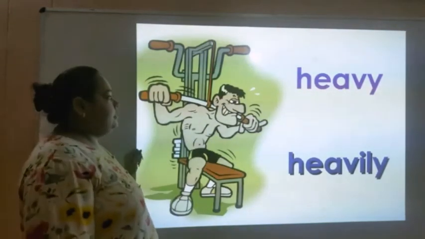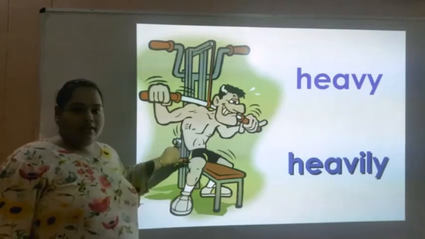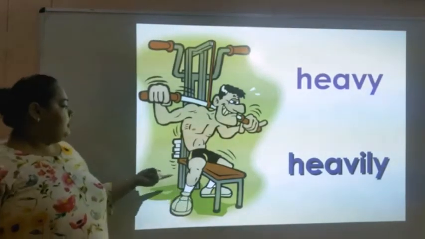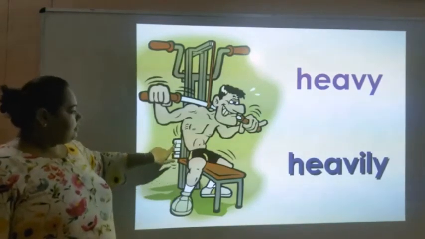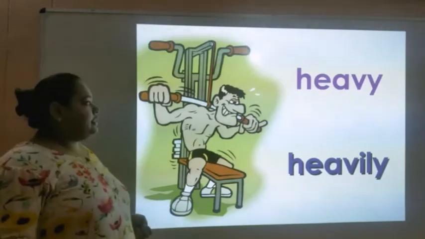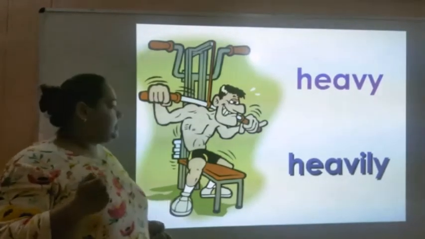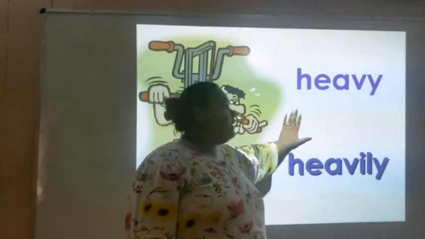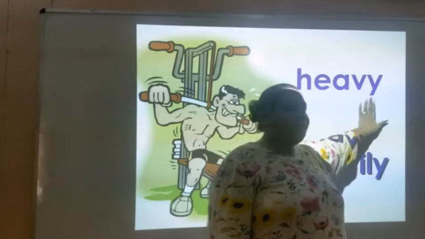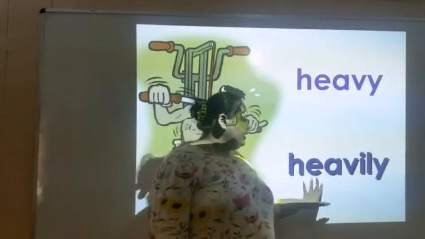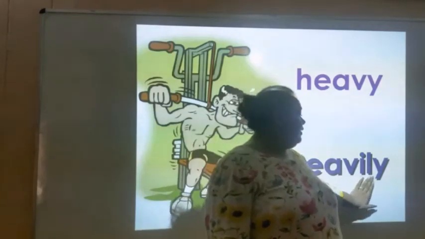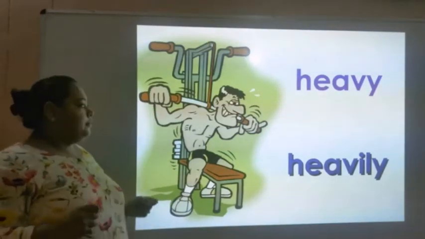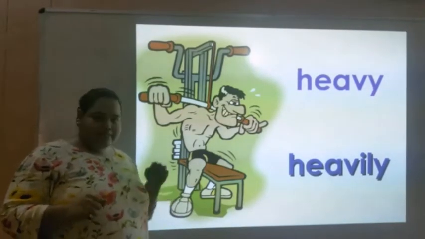Heavy, heavily. The adjective over here is heavy. See, there is a boy here. He is doing some exercise in gym and he is pulling some weights. See, there are weights and it is very heavy. He is working out heavily. Let's spell the word heavy. H-E-A-V-Y. Heavy. Heavily. H-E-A-V-I-L-Y. Heavily. He is working out heavily. बहुत ज़्यादा जोर से, बहुत जोर लगा करके ये workout कर रहा है या फिर exercise कर रहा है.